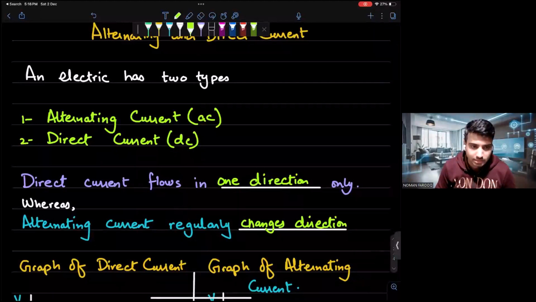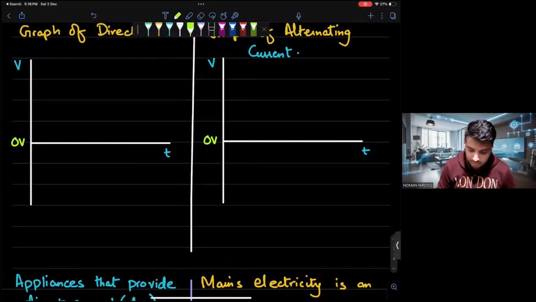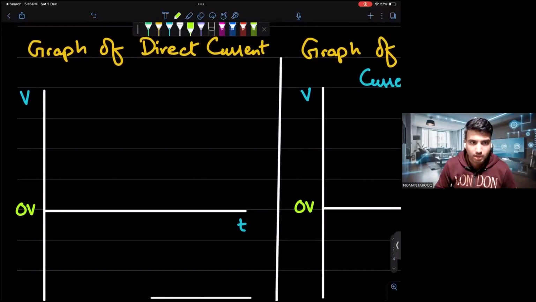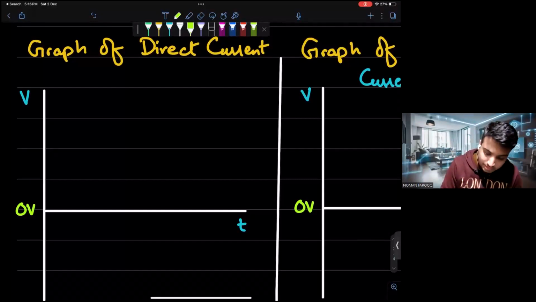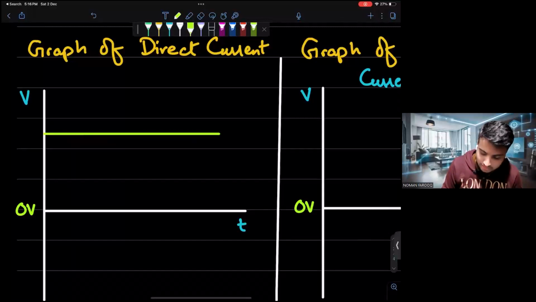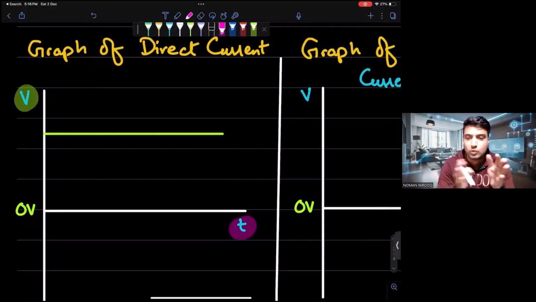So if we discuss it graphically, the graphical representation of direct current, as it flows only in one direction, has a straight line. For example, like this. There is just a straight line on a voltage time graph. This graph has voltage on the vertical axis and time on the horizontal axis. So this is the voltage time graph.